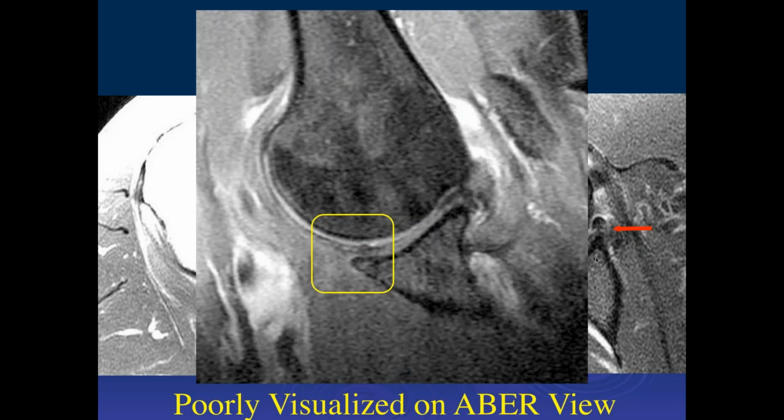This patient was put in an ABER position, and this is what it looked like in the ABER view. Well, here the ABER really didn't help all that much. It almost looks like it's intact here. This patient actually went to surgery, and it was a tear. And we actually confidently called the tear on the non-ABER views, but once we got the ABER views, we weren't so sure of it anymore. But he went on, and surgically it was torn.